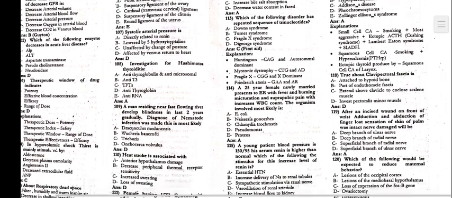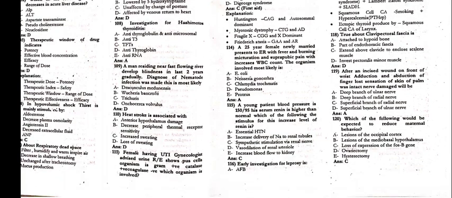108, investigation for the Hashimoto's thyroiditis is anti-thyroglobulin and antimicrosomal. Next, 109, the man residing near fast flowing river develops a blindness in the last 2 years. Gradually diagnosis of the nematodes infection was made. This is most likely Onchocerca volvulus. 110, the heat stroke is associated with loss of the sweating.